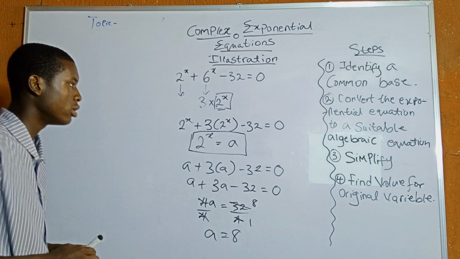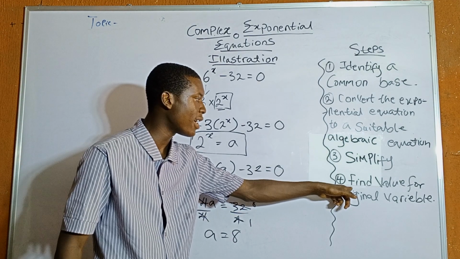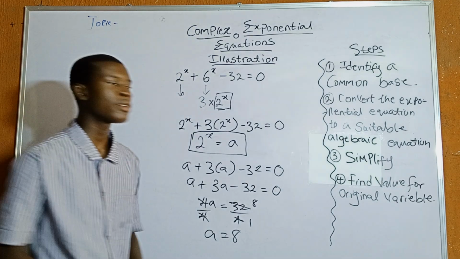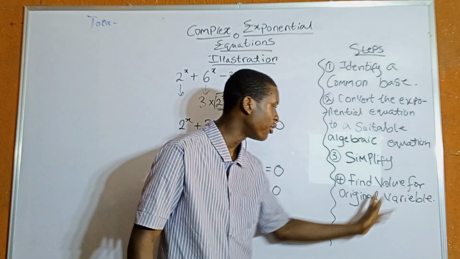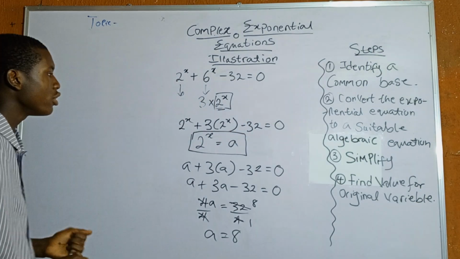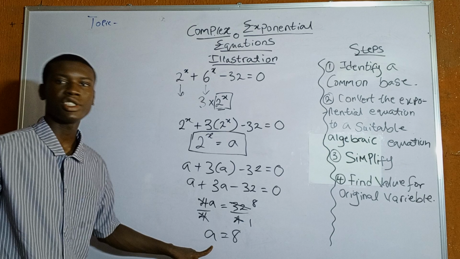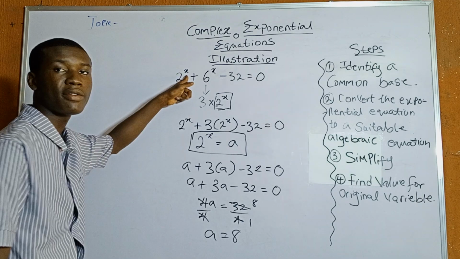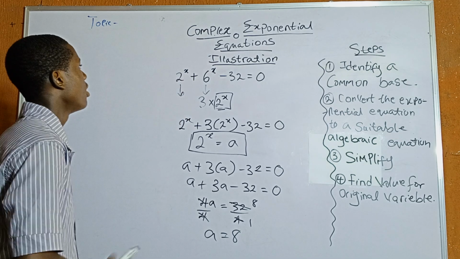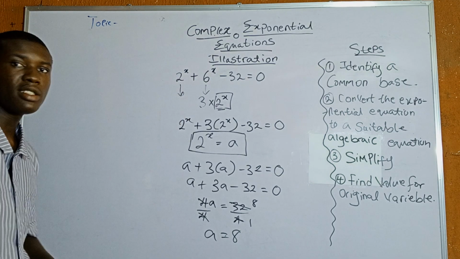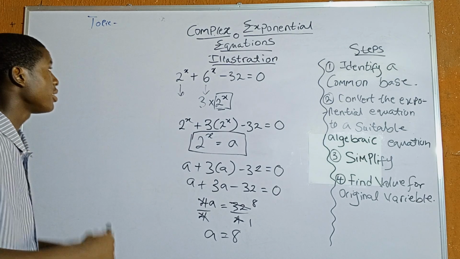But we are not done, because we still have a final step, which is step 4. Step 4 says find the value of the original variable. If you notice, a is not the original variable. From the question, we were originally told to find the value of x. But we ended up finding the value of a. How will we find the value of x? Simple.